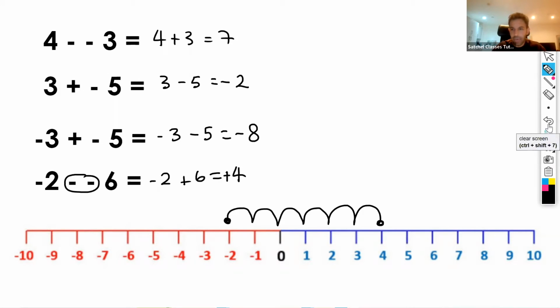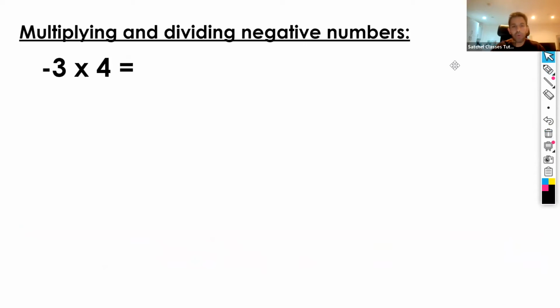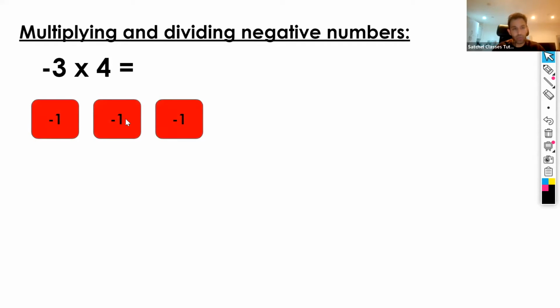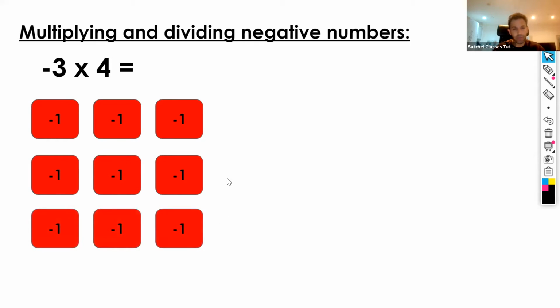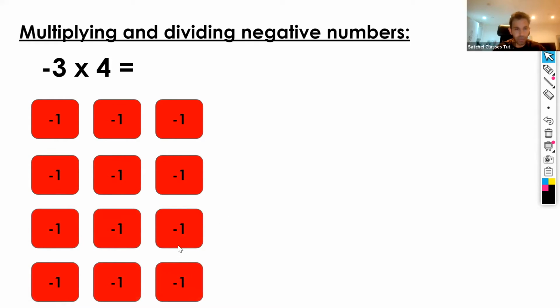All right. Okay, let's move on to multiplying and dividing negative numbers. Now, -3 times 4. Now, let's think of this as having 4 lots of -3s. Well, that's 1 lot, -1, -1, -1, giving us -3. Then we have another lot, so that's 2 lots of -3. That's 3 lots of -3. And this is 4 lots of -3. So in total, we've got 1, 2, 3, 4, 5, 6, 7, 8, 9, 10, 11, 12. We have -12, I should say, because these are negative.